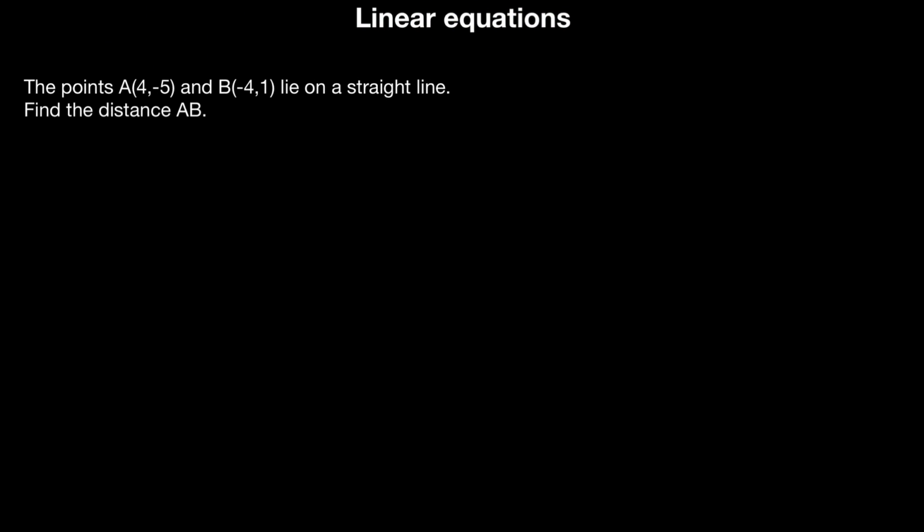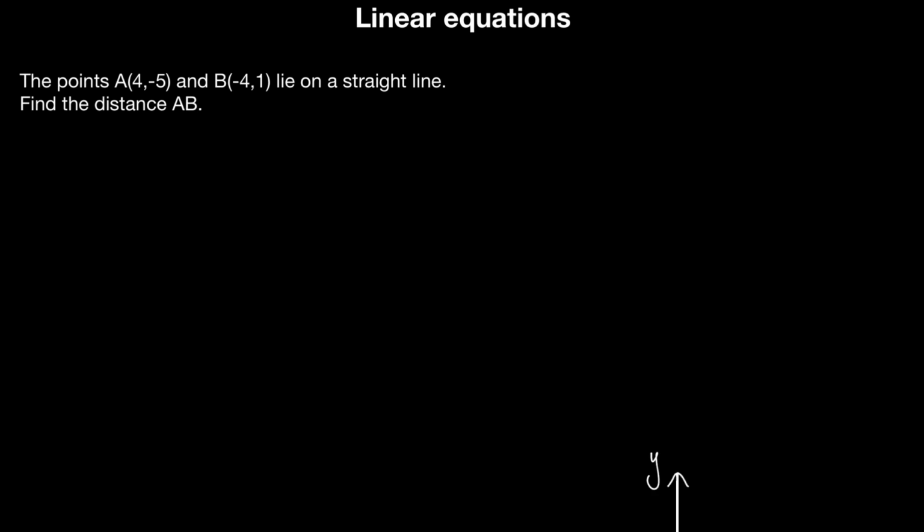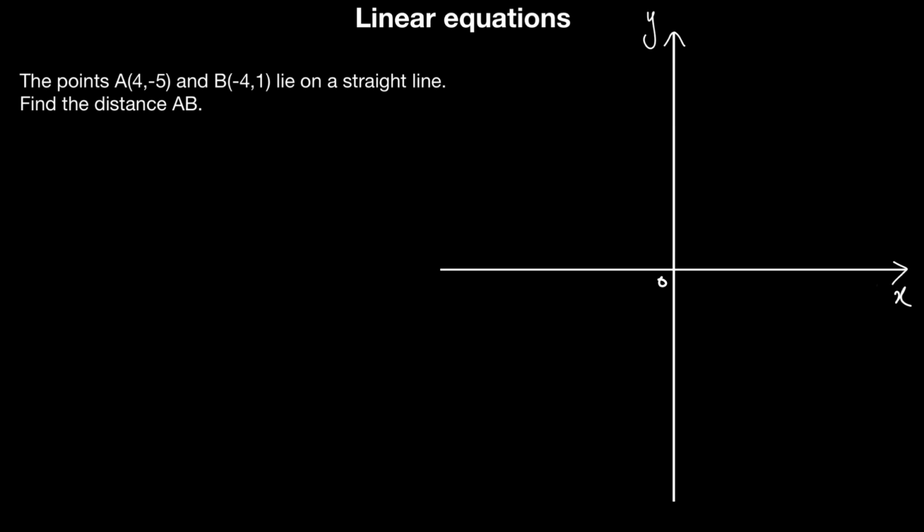They've told us that the points A and B lie on a straight line, and they want us to find the distance AB. Now, let's first quickly draw a sketch. The point A, which has coordinates 4, comma minus 5, and the point B, which has coordinates minus 4, comma 1. This is the point B, and this over here is the point A. And let's draw a straight line through this.